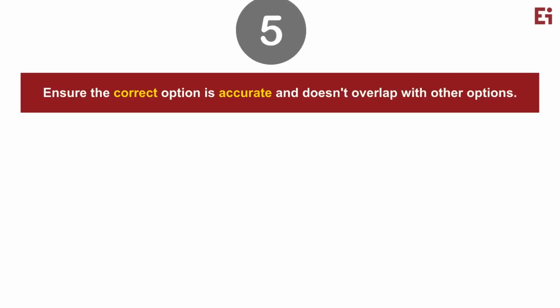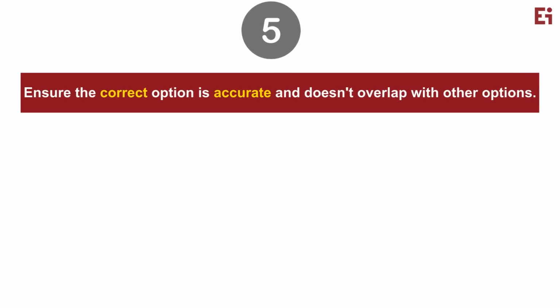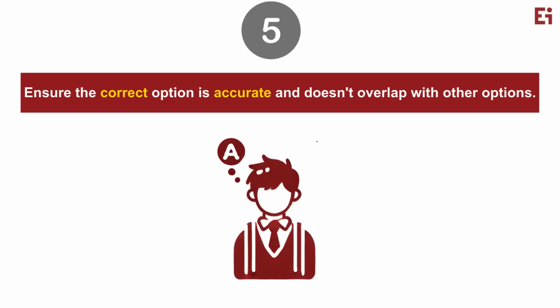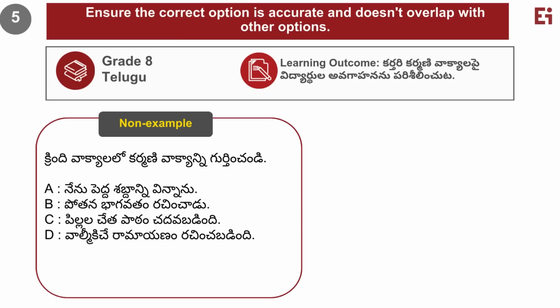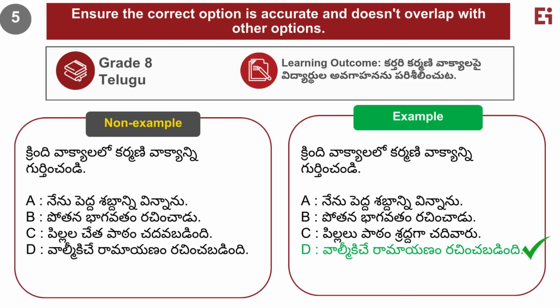Next, make sure that each multiple choice question has one clear and correct answer. The correct answer should be obvious and distinct without overlapping with or being too similar to the other options. This clarity helps students identify the right answer confidently. Let's examine this question. The issue with this question is the overlap between the correct option and another option. In this case, the correct option D overlaps with option C or vice versa. This can confuse students. So how can we make this question better? By providing only one correct option.